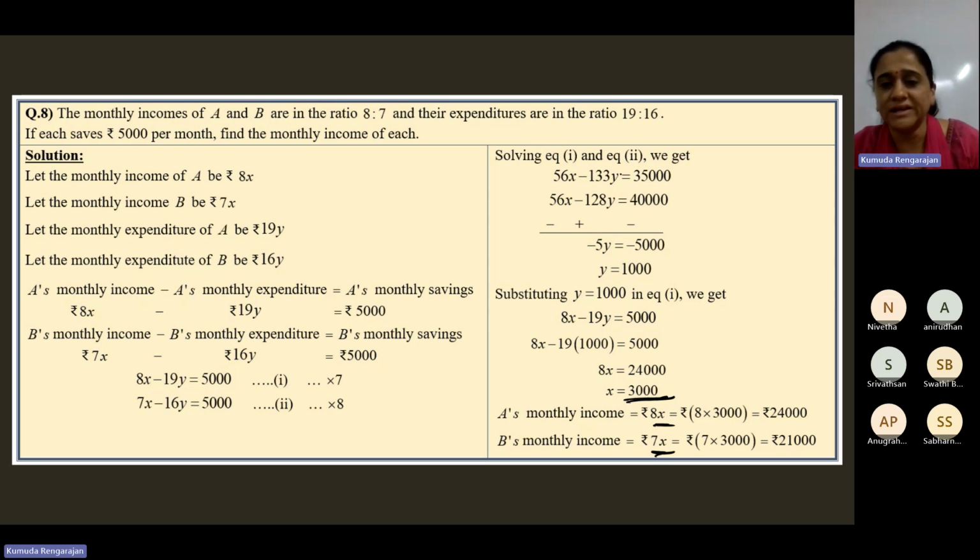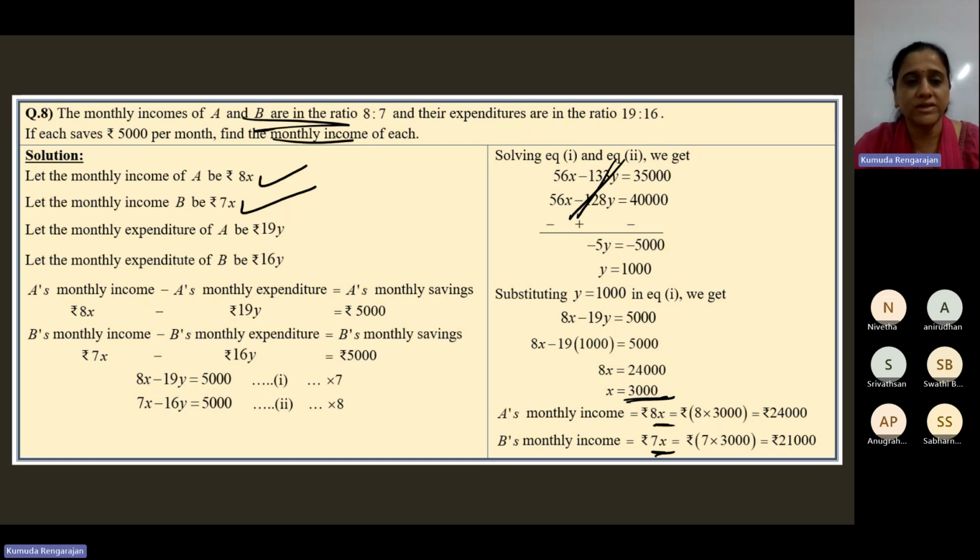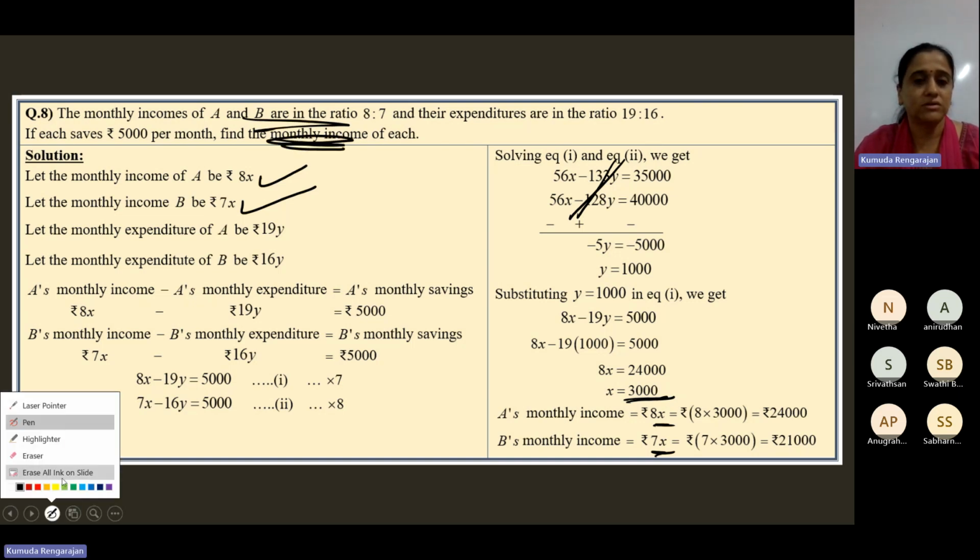What I meant is you can directly eliminate Y. Multiply accordingly and directly eliminate Y and find X. So you'll find X. That's enough. You don't have to find Y. Once you find X, 8x is A's income, 7x is B's income. Find the monthly income of each.